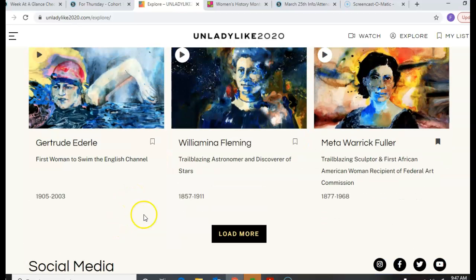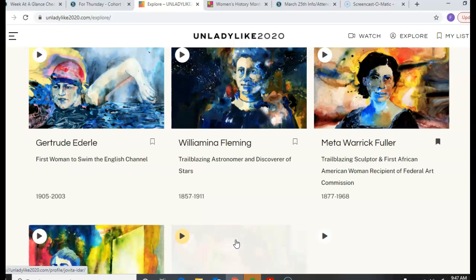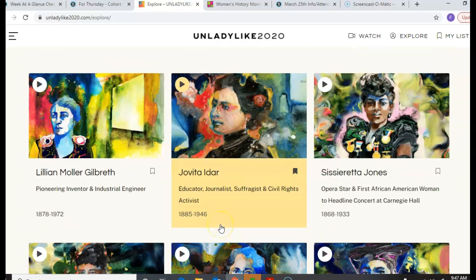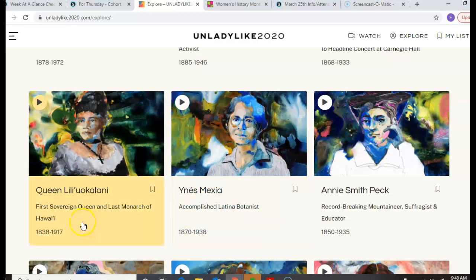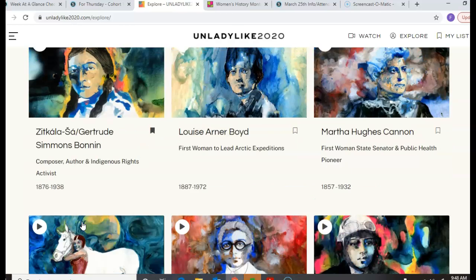When you get down to the end and it says load more, click on that. And like it says, it will load more of these. I don't know how many in total there are, but there are quite a few. Maybe 25, maybe 30. So you should be able to find someone in this section of all of the different profiles available that you want to know more about. And then I mentioned Liliuokalani. There's her story right there. So that's where you will be looking.